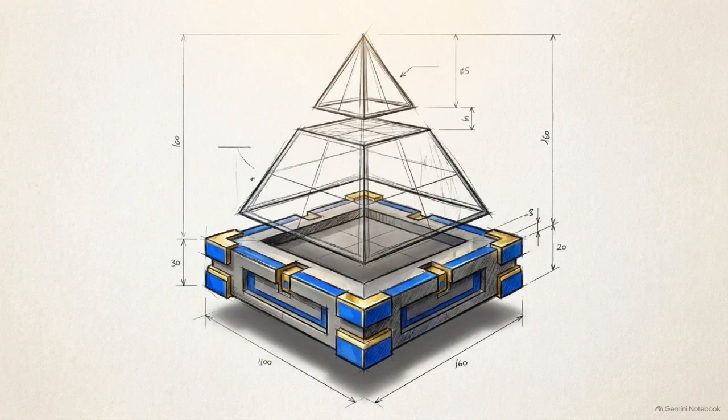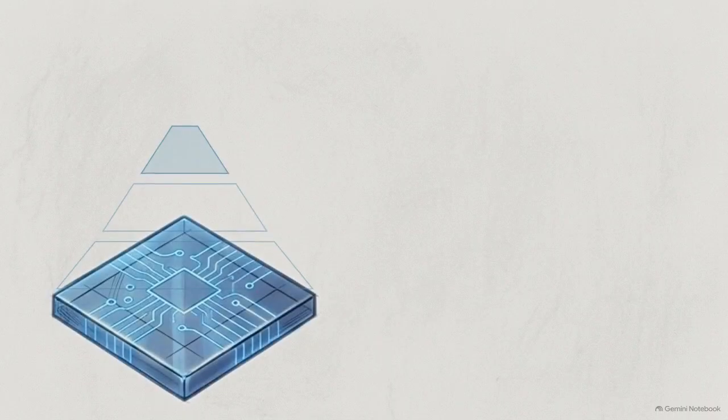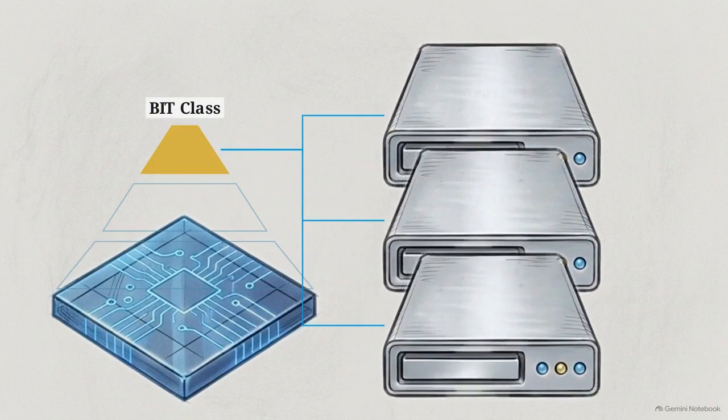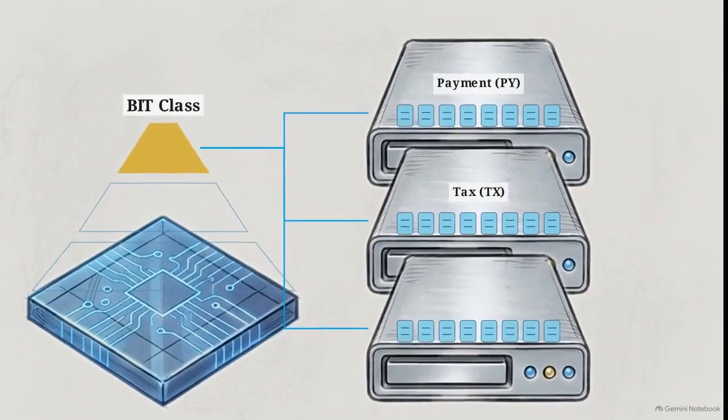A bit type cannot function in a vacuum. It sits at the bottom of a strict three-tier configuration hierarchy. At the top is the billable item class, or bit class. This layer generates the technical database structures and defines exactly which fields are available to store the incoming data.